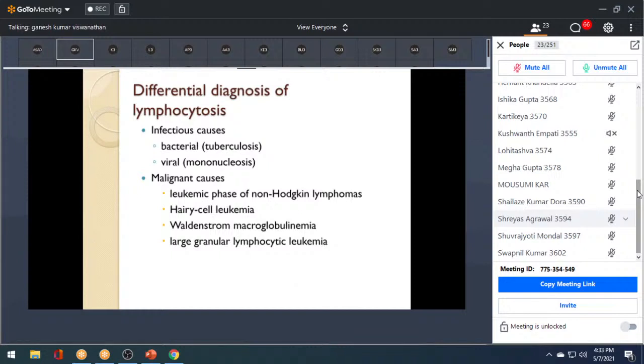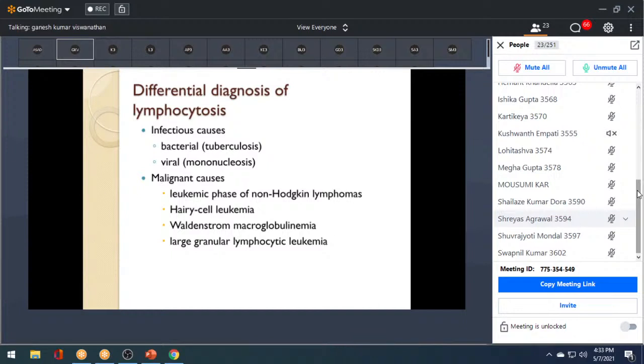So when you see a lot of lymphocytes in the peripheral blood, when you haven't examined the patient or you don't know the history, there's a list of differential diagnoses you should consider. Lymphocytosis can be present in the blood because of infectious causes or malignant causes. Infectious causes can be bacterial, mainly tuberculosis, though other bacterial infections mostly cause neutrophilia, and also different viral infections, especially mononucleosis. Different types of leukemias and lymphomas can have lymphocytosis in the peripheral blood.